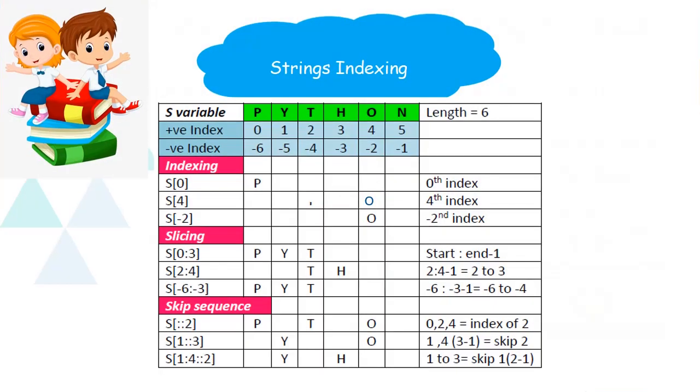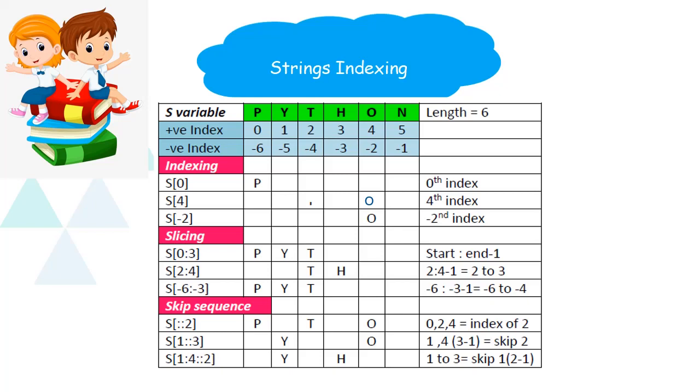Let's understand the concept of string indexing. Here a Python string is stored in a variable called s, and each alphabet will get one index number. In positive indexing, it starts from first to last, like p is equal to 0, y is equal to 1, up to n is equal to 5. And in negative indexing, the index starts from the last character, like n is equal to -1, o is equal to -2.